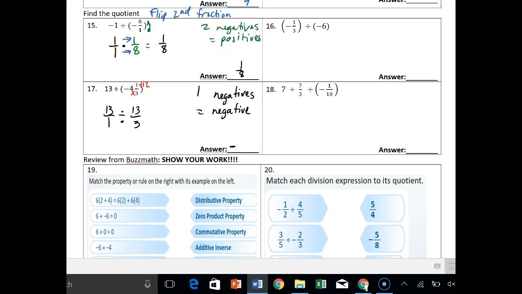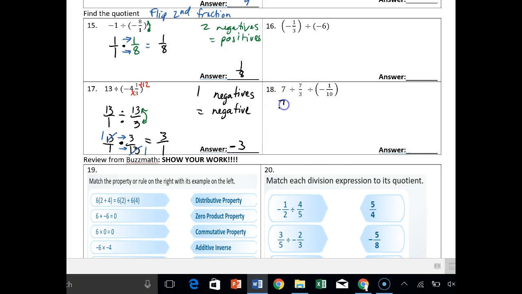So now I want to flip. And then I have 13 over 1 times 3 over 13. Beautiful about this is the 13s cancel out. Both become 1. Multiply straight across. And I get my answer of 3 over 1, right? Or negative 3. Sorry, that's an ugly looking 3, so I'll say negative 3. Right? We'll do 18 together as well.